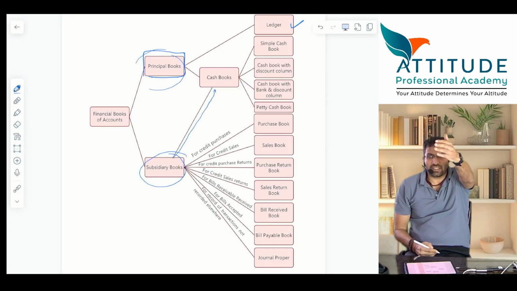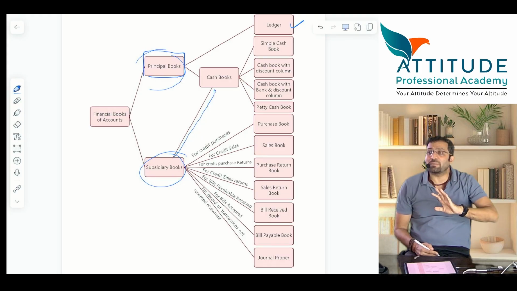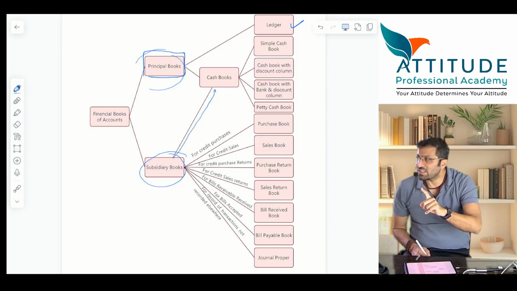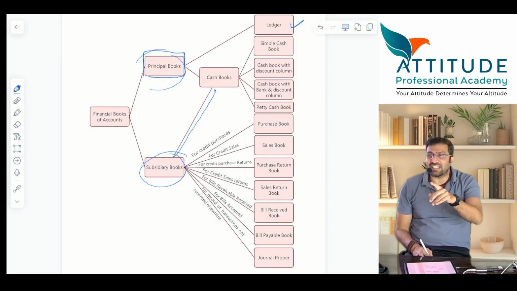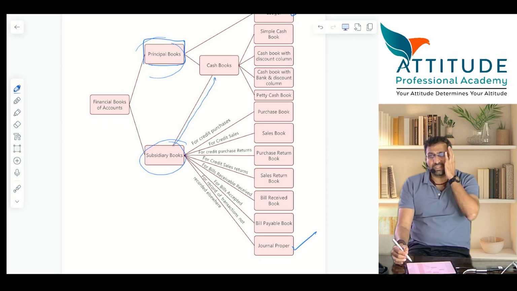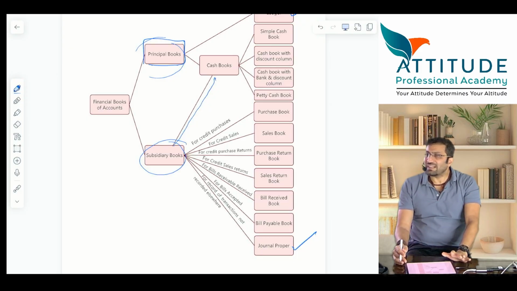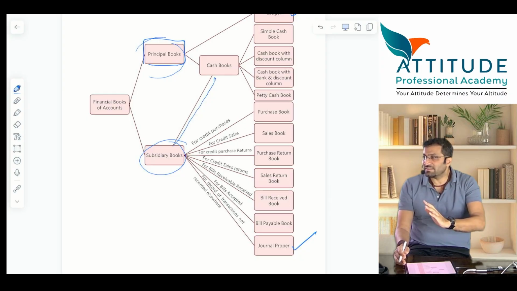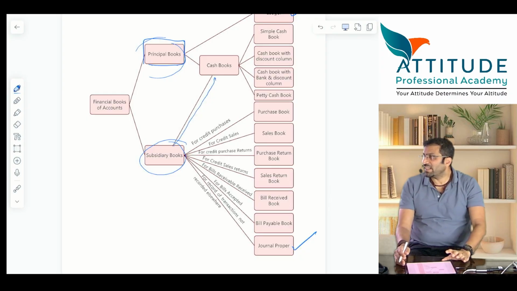Hello, look here. Concentrate. What is recorded in the purchase day book? Tell me. Goods which are purchased on credit. If I purchase fixed assets on credit, it will not come here. It will come in journal proper. So if they ask you what is recorded in the purchase day book, goods purchased on credit are recorded. What about purchase return? Goods which are purchased on credit and returned back. Only goods returned back are recorded in purchase return.